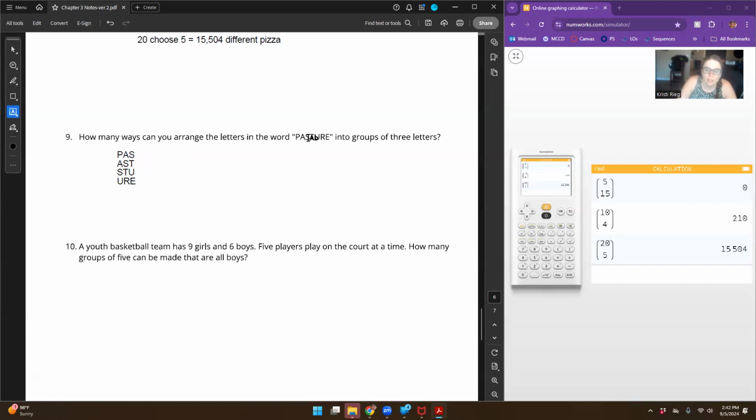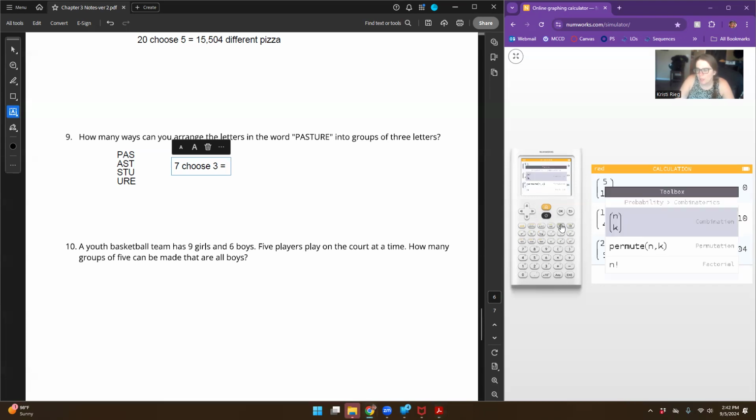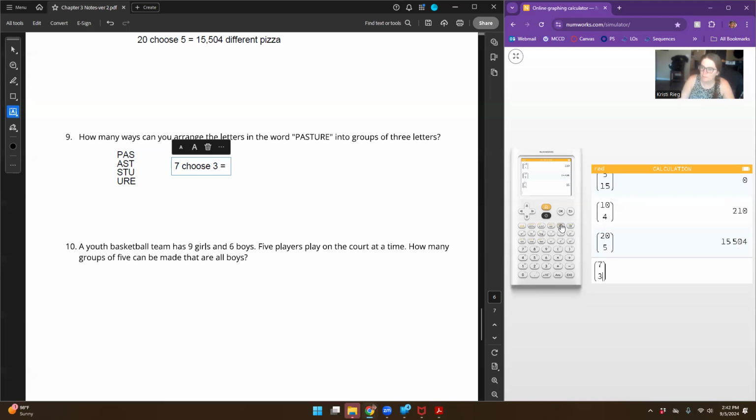Okay, so even though these are letters, there's still a certain number of letters that we have. PASTURE, 7 letters total. And we are going to choose 3, 7 choose 3. So it was written a little differently, but it's the same problem. We have 7 total things and we want to choose 3 of them. Okay, so go back to my toolbox. 7 choose 3, and I get 35 different ways. Again, these aren't words, right? Like you can see from the 4 that I wrote, they're not words, but there's just 35 combinations.